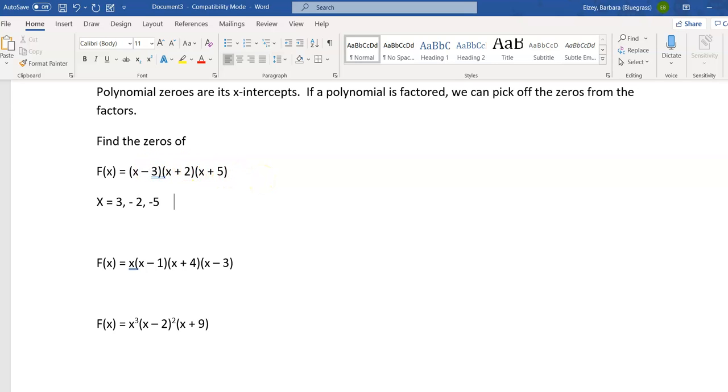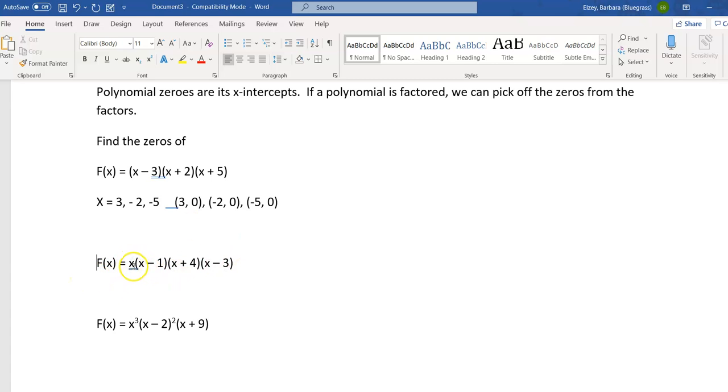Now, if we were getting ready to plot the x-intercepts as points, we could list them as (3, 0), (negative 2, 0), and (negative 5, 0). But the truth is, most of the time when we're asked to find zeros, we just list them as 3, negative 2, negative 5. Order doesn't matter because we're just making a list. All right, so let's do the same thing for this next one.